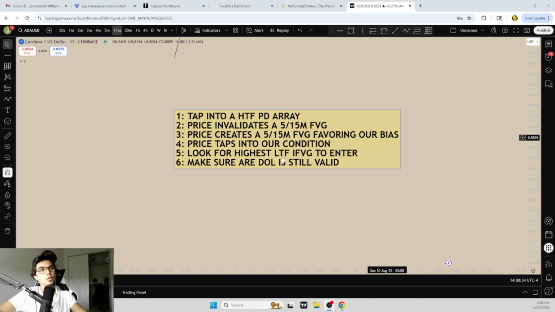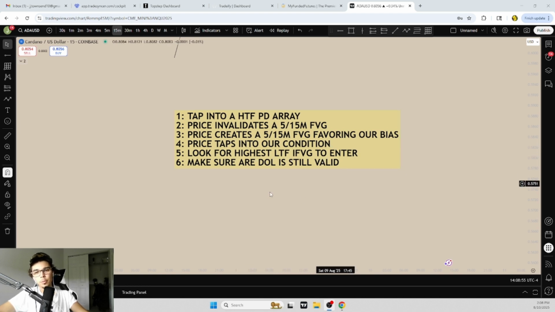Okay. So say all those three things happen. What are we waiting for now? Well, we want to wait for price to tap into our condition, right? This would be condition number 2, which is actually number 3, but it would be condition number 2, right? Because condition 1 was invalidating those other trends' fair value gaps. Then we created our own fair value gap in our favor, right? We want to wait for a tap into it.